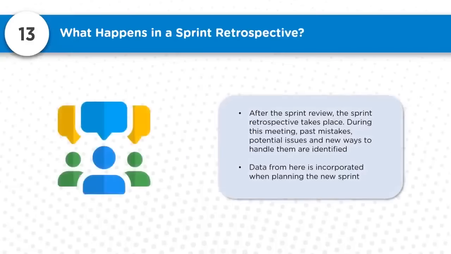So question number 13, what happens in the sprint retrospective? After the sprint completes and the sprint review happens, the sprint retrospective is done. During this meeting, the lessons learned, what went well, what mistakes we made, what the issues were, and whether there is any new way of doing things are all discussed, so that the necessary corrections can be considered in the upcoming sprints.